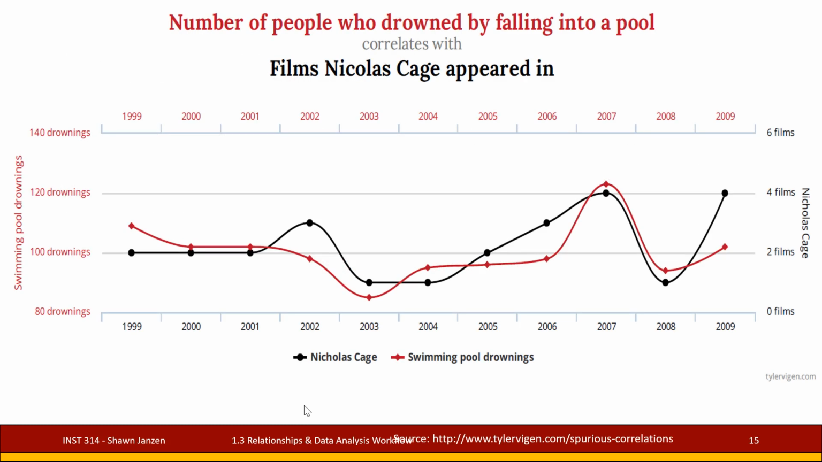Let's go back and reference again that graph from before, where we had the number of people who drowned by falling into a pool and the films that Nicolas Cage appears in. Statistically, it says, yes, there's a relationship. They track each other. As one goes up, so does the other. As one goes down, so does the other. However, we don't find this to be true in real life. If Nicolas Cage starts appearing in more movies, the number of films he's having is not the attribution that's causing the number of people that are drowning in pools.